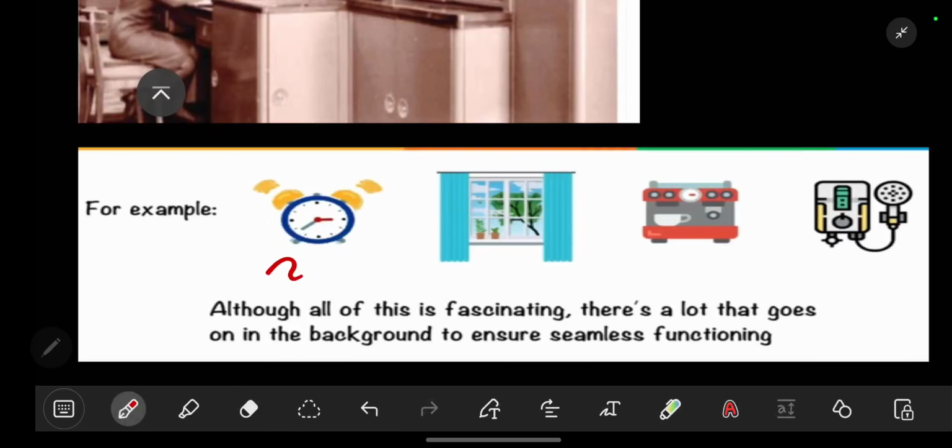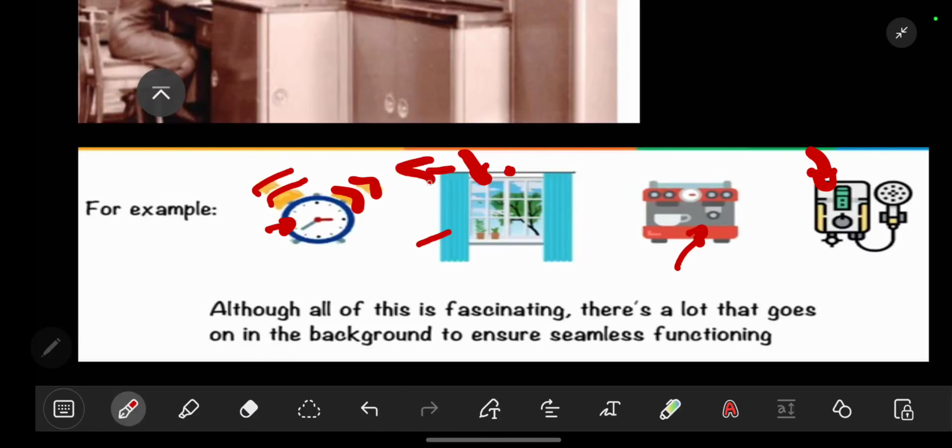Let's say we have an alarm clock, we have the window. Now if there are chips embedded in these, maybe even here the chip is there, then here the chip is also there. So the Internet of Things, they are able to interact with each other in such a way that, let's say in the morning, immediately the alarm rings. What this other chip will do is that it will immediately open the window for you, so that you can even know that it's daytime.